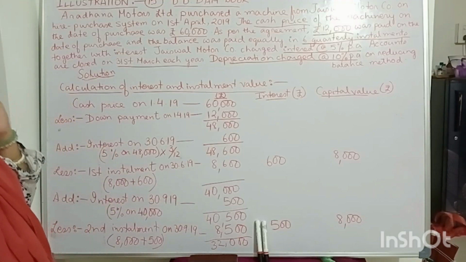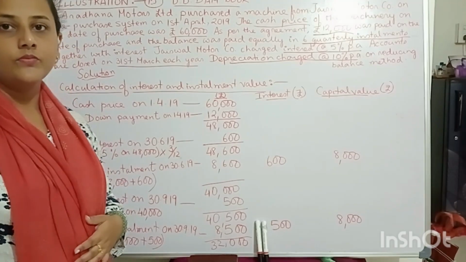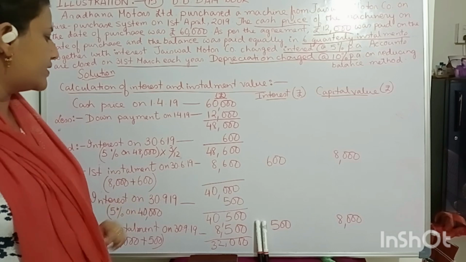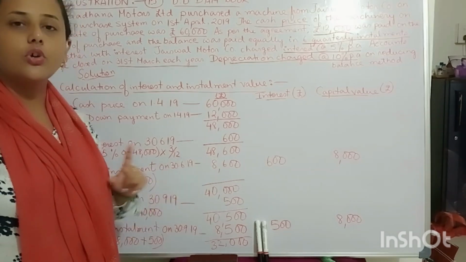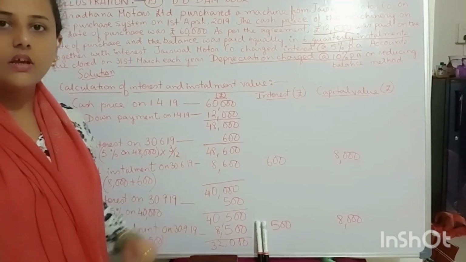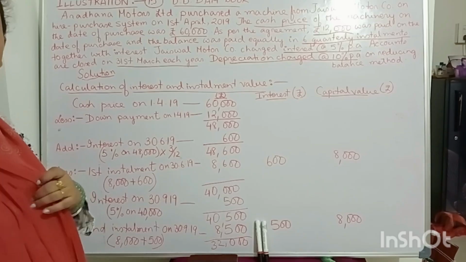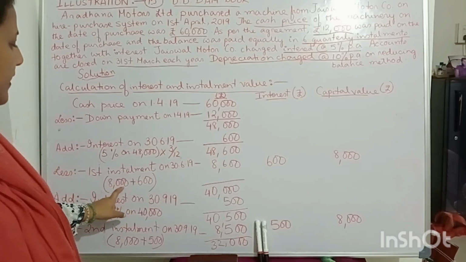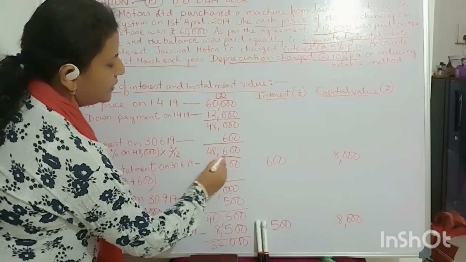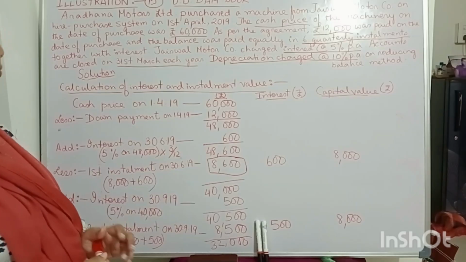Okay, now you have to deduct the first installment on 30/6/2019. Then deduction takes place. Deduction of the first installment. So the first installment amount will be how much? 600 is the amount of interest, plus 8,000, because 8,000 is the portion of cash price, yes or no? So 8,000 plus 600, this is the amount of the first installment. Okay, 8,600. So that should be deducted.